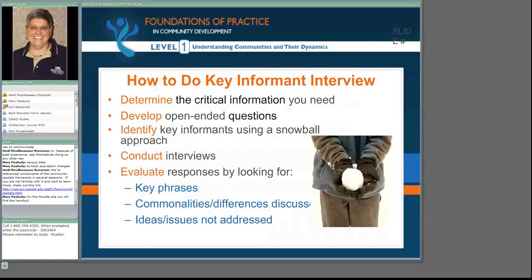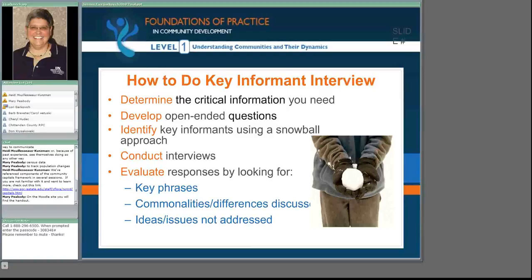What do you think are opportunities in this community that we've just not taken advantage of? Those are the kinds of open-ended questions that encourage your key informants to engage you in a conversation based on their expertise and their unique knowledge of what's going on.